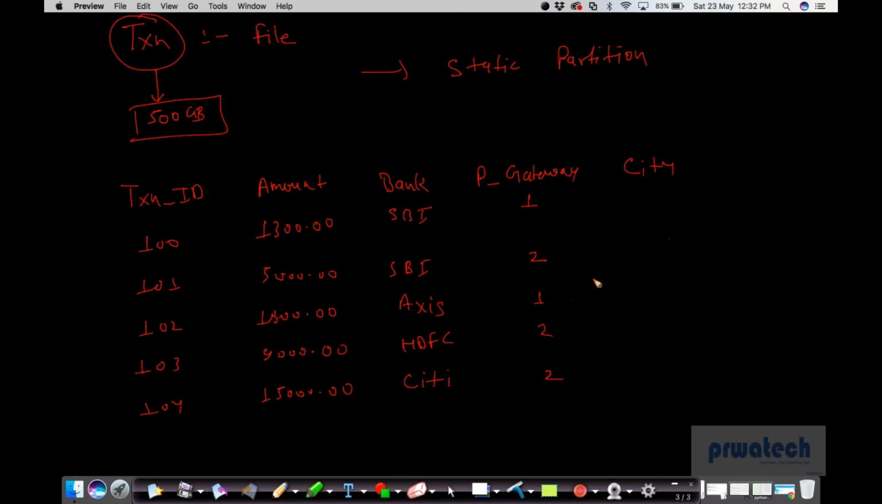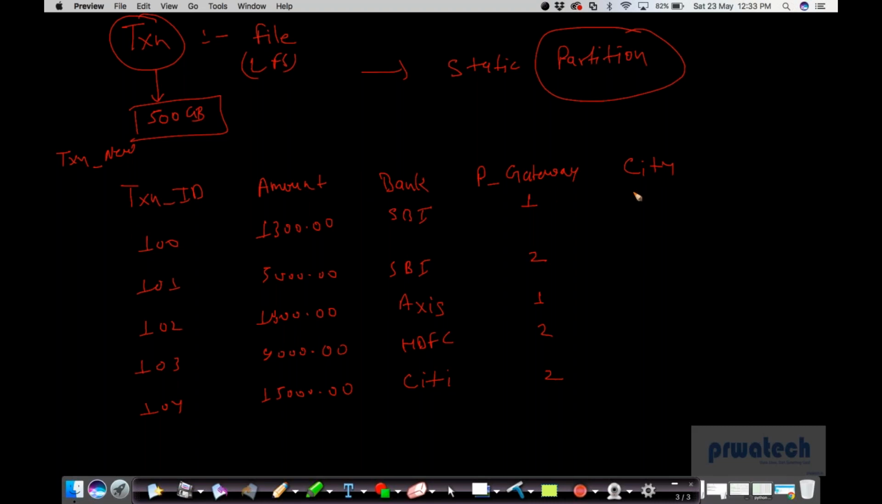City, this is important. Suppose I'm partitioning my data. I'm partitioning my data based on some column, because this partition will apply on some column out of this. So txn is my table name, txn is my file name. This txn is stored in the local file system, and I want to create one table which is txn_new, and I want to load this file to my txn_new table.